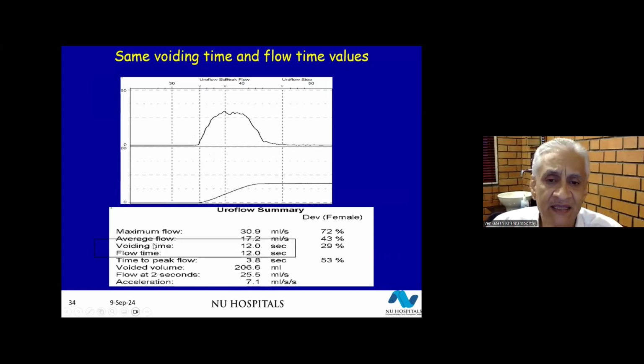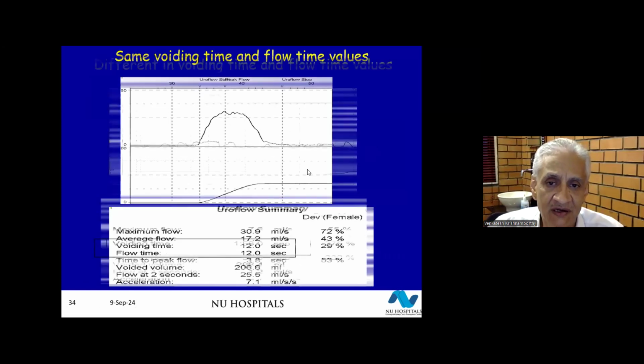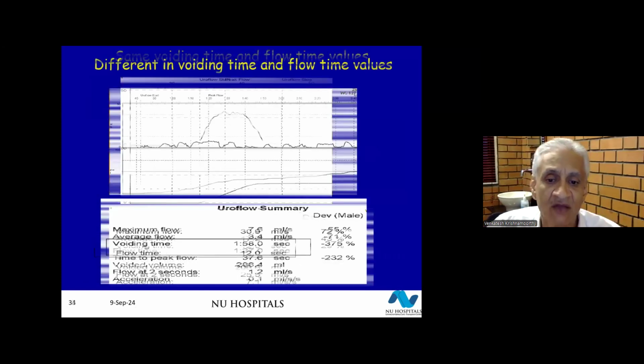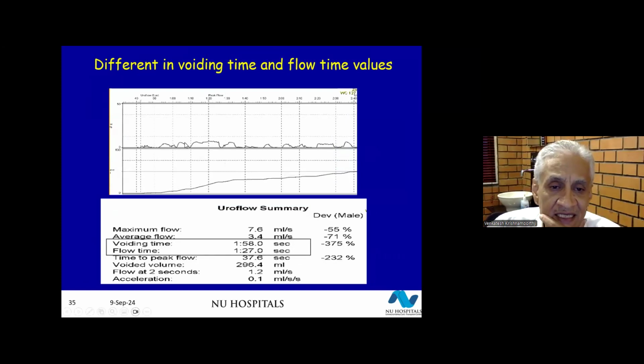So in this, there's no difference between the voiding time and the flow time, as I showed you in the earlier normal graph. Now, if you look at this, here is a person who actually has an interrupted flow. Each time it comes down to the baseline, there are long gaps here. So overall, even though you may not have a perfect clinical diagnosis, you know that the flow is very poor, and the voiding and flow time have a huge difference, and the time to peak flow is prolonged.